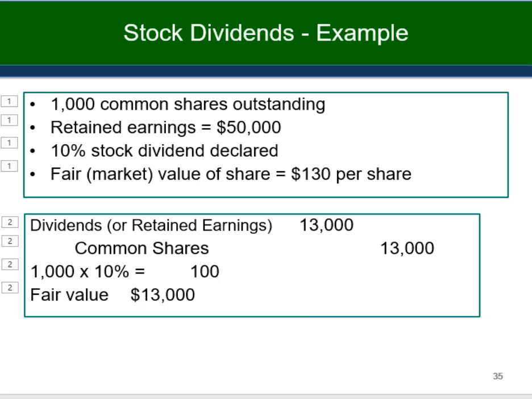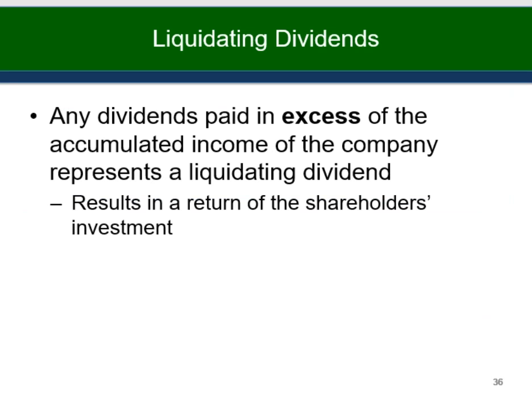Stock dividend example. We've got 1,000 common shares outstanding. Retained earnings is 50,000, so $50 per common share. We declare a stock dividend of 10%. So the fair market value is $130 per share, so $130,000 in total. 10% of that is 13,000. We record dividends of 13,000. We record an increase in common shares of 13,000. So we're transferring money out of the retained earnings account into the common share account.